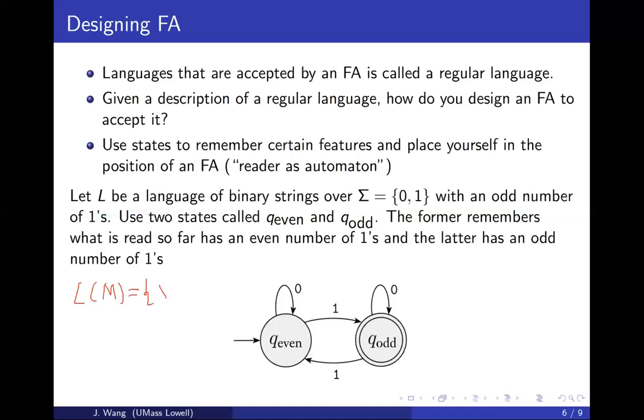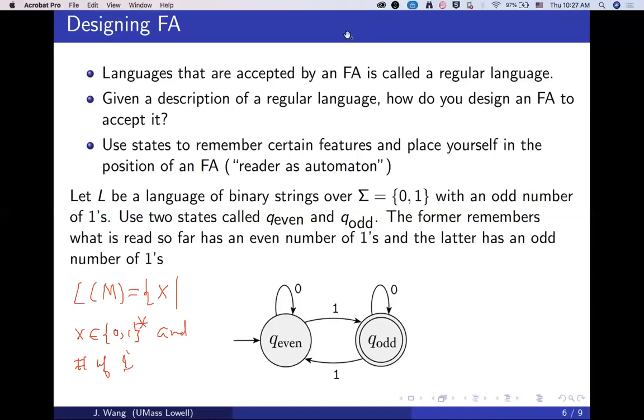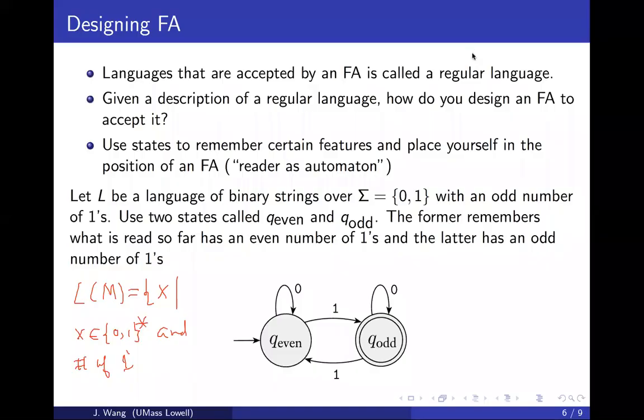is the following set of strings, where X is a binary string, and the number of ones in X is odd, is an odd number. So that's L of M.